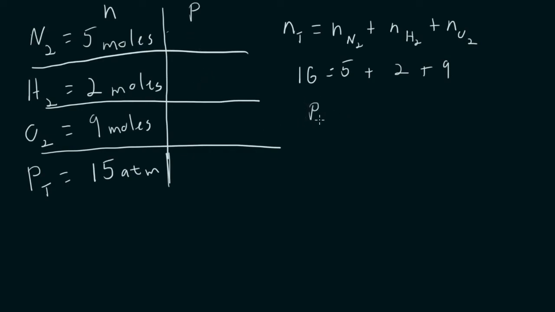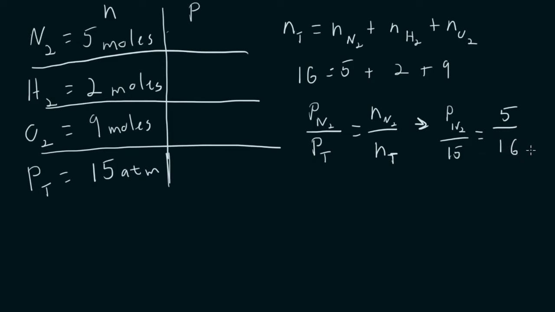Let's start with N2. The pressure of N2 divided by the total pressure will be equal to the number of moles of N2 divided by my total number of moles. So that's going to be that partial pressure divided by total pressure, which is 15 atmospheres, equals, and then my number of moles for nitrogen is 5 divided by my total number of moles, which is 16. Now we can just rearrange this. We can multiply both sides by 15 to get that pressure on its own. Great, and then let's calculate.